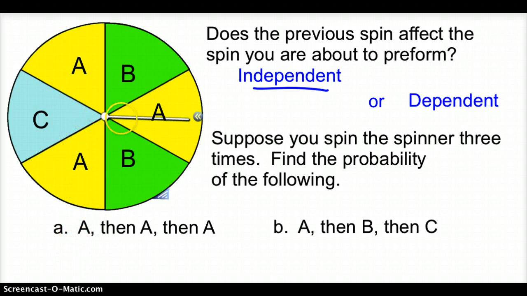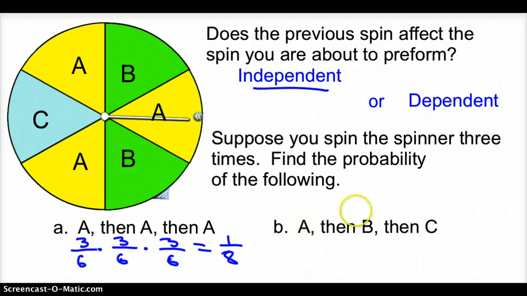Well, how many A's do I have? I have 3 A's out of a total of 6. So I'm just going to multiply 3/6 times 3/6, times 3/6. And that's going to give me, simplified down, 1/8. Now, does it change if I look for the probability of A, then B, then C? No, it does not. So again, it is still an independent event.